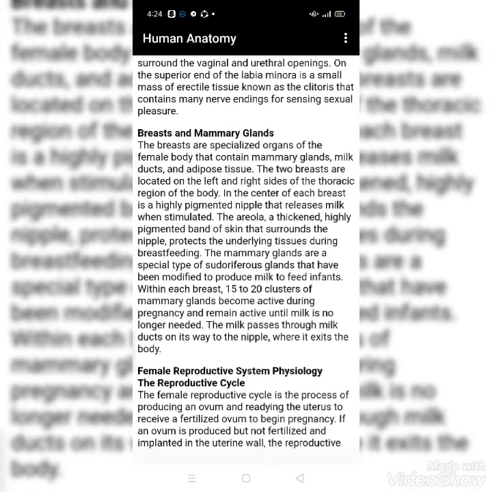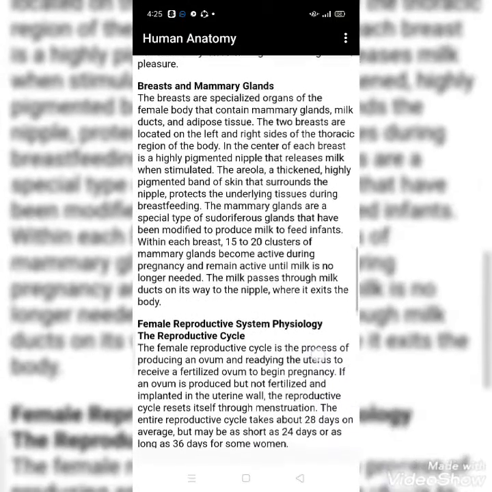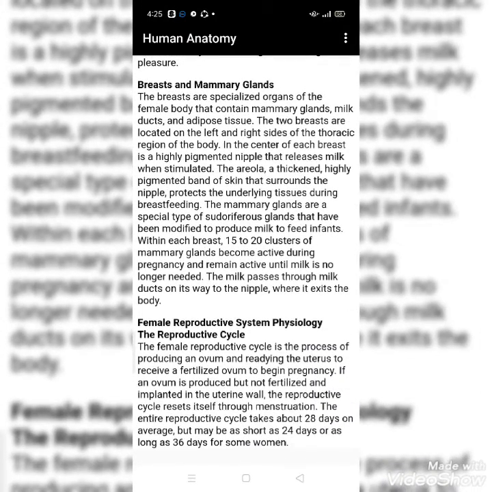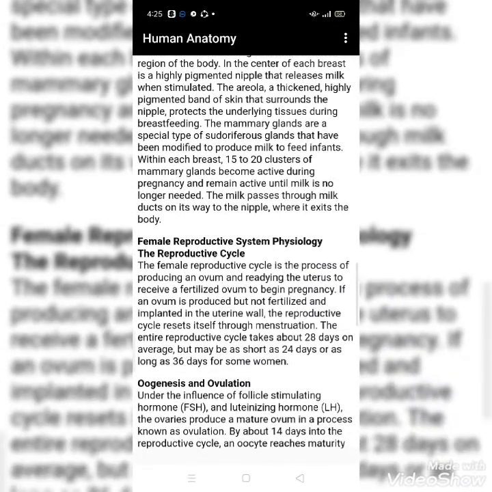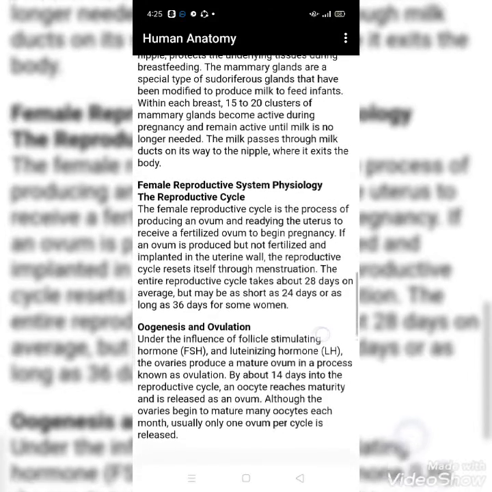During breastfeeding, the mammary glands are a special type of pseudo-apocrine gland that have been modified to produce milk to feed an infant. Within each breast, 15 to 20 clusters of the mammary glands become active during pregnancy and remain active until milk is no longer needed. The milk passes through milk ducts on its way to the nipple, where it exits the body.